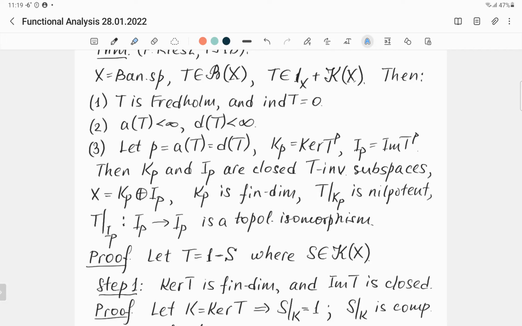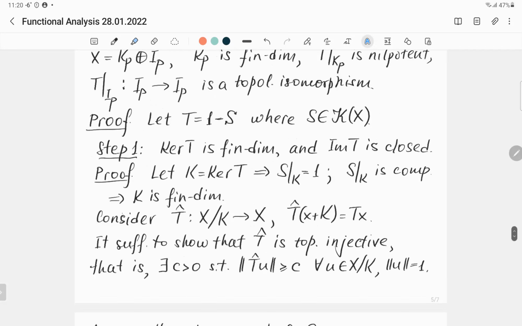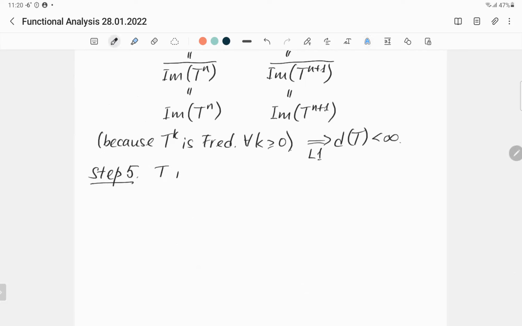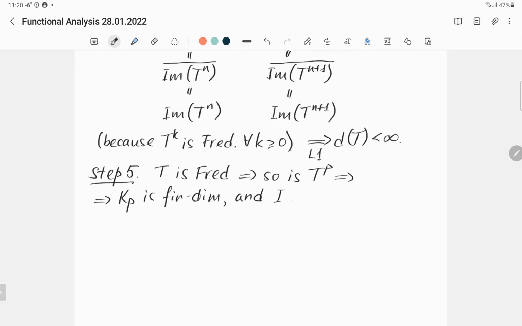Well, first of all, we know that T is Fredholm. So T to the power P is also Fredholm, and so IP is closed. And for the same reason, KP is finite dimensional. This follows from the fact that T to the power P is Fredholm. This implies that KP is finite dimensional and that the image of T to the power P, that is IP, is closed.